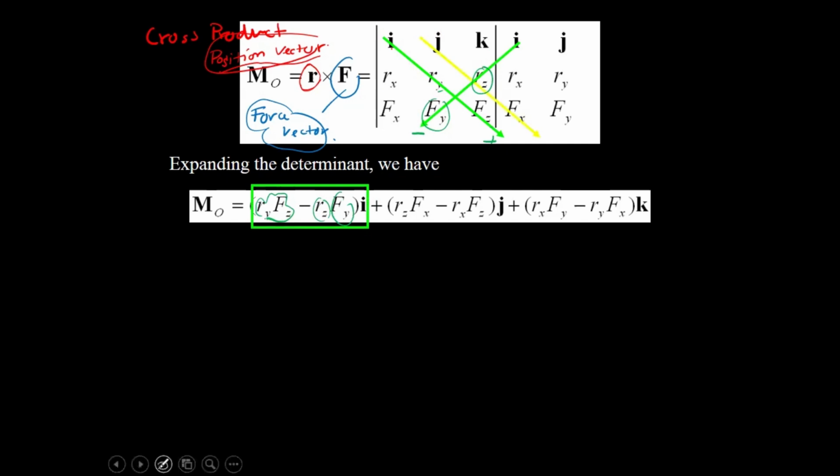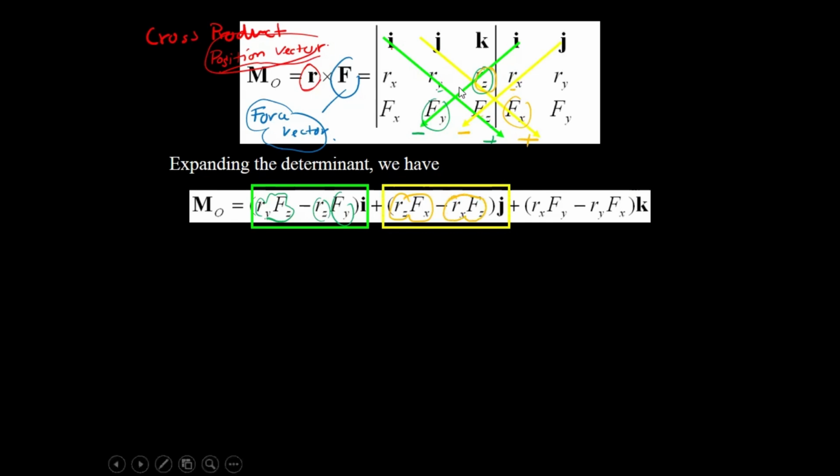For this second one, you put it again. That's R sub C F sub X, and that's going to be positive. And you put it in another direction. You got R sub X, F sub C, and that's going to be negative.